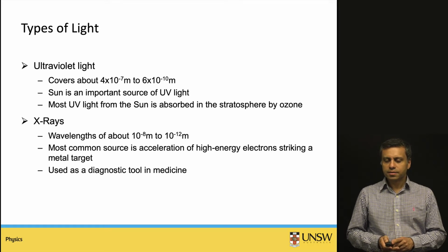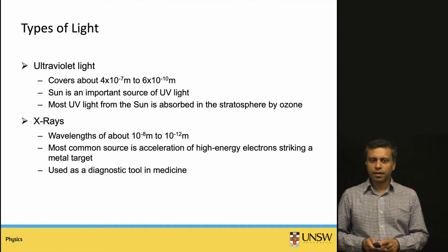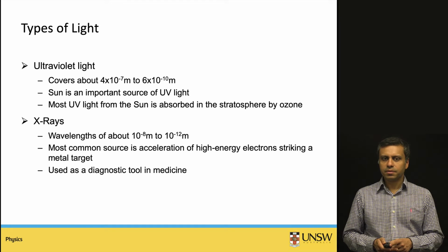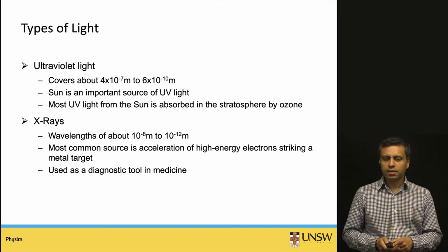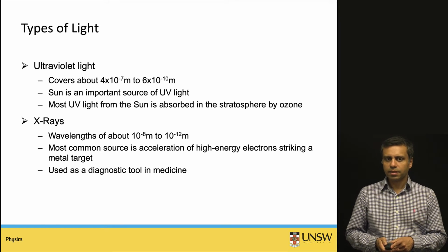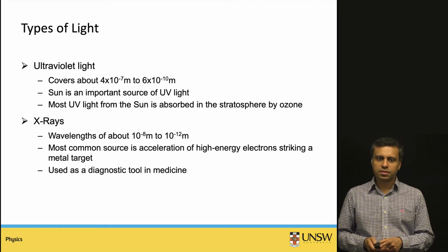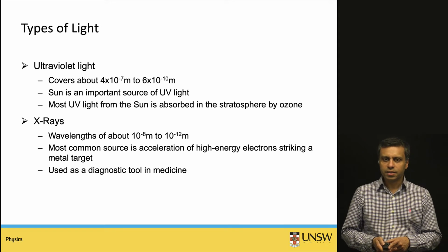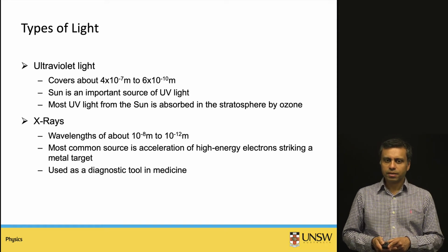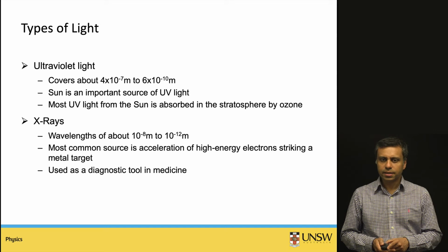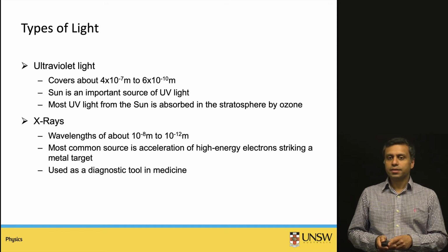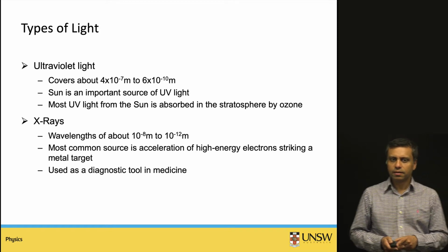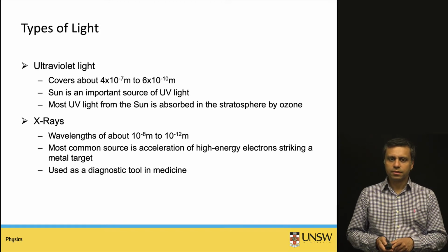Then let us look at X-rays, which are very important in medical equipment, because they can penetrate our bones, our body, and obtain images of our bones and internal organs. So their wavelengths are in the range of 10 to the power minus 8 to 10 to the power minus 12 meter. And these are emitted by acceleration of high energy electrons, which could strike a metal target, and then this radiation is emitted as a result.